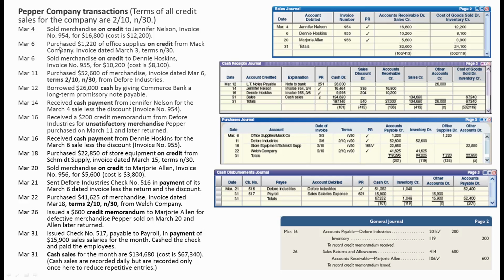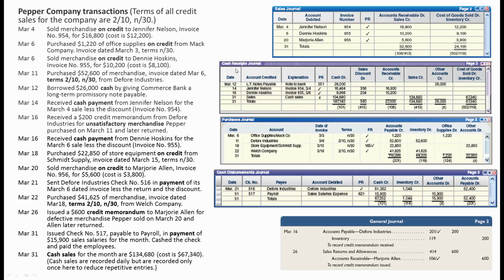So here we have Pepper Company. All of the terms of all of their credit sales for the company are 2% if paid within 10 days. If not, the total amount is due within 30 days. We can see that they have a sales journal, and that is for all sales that are on credit.